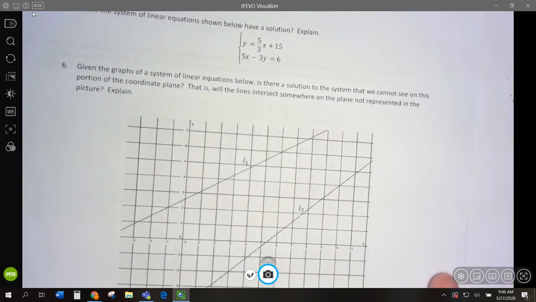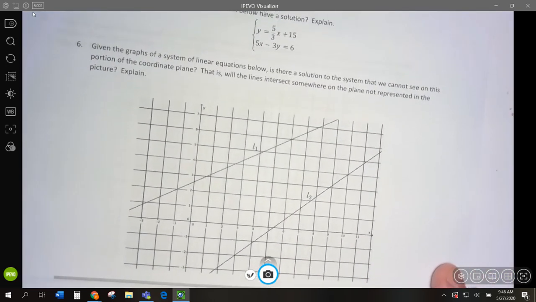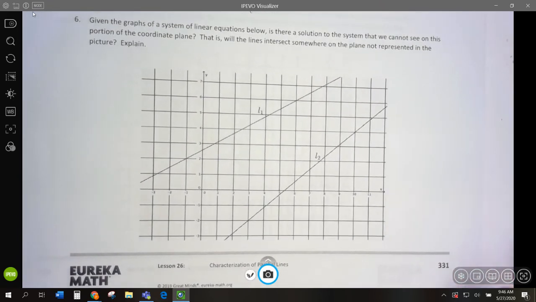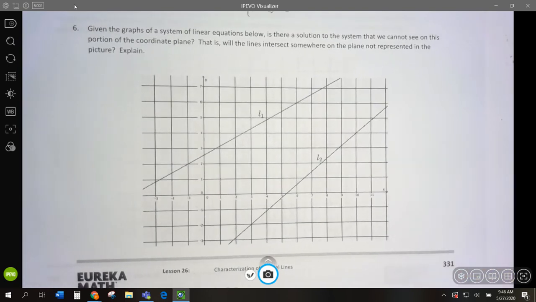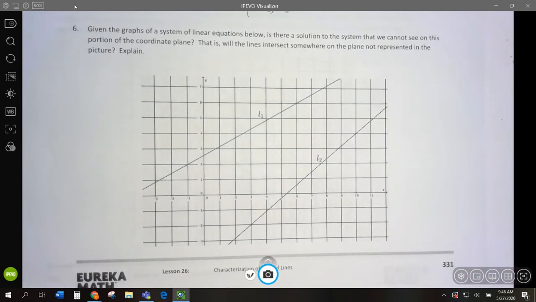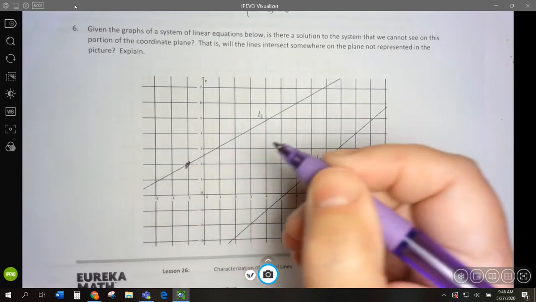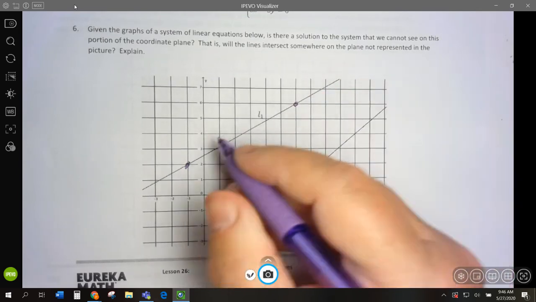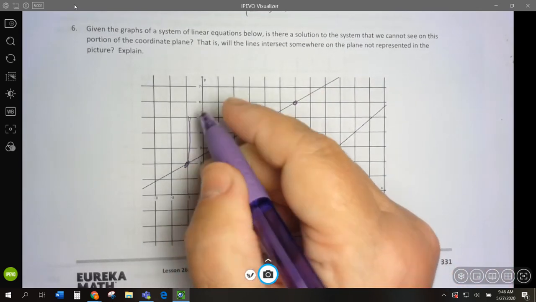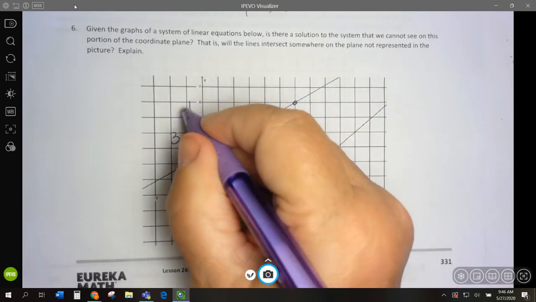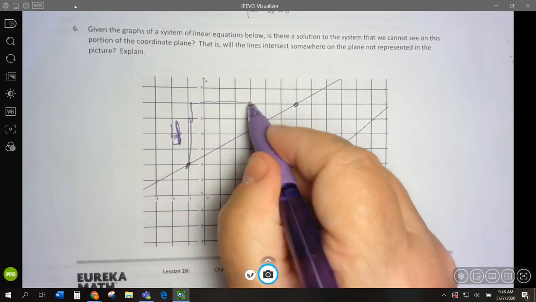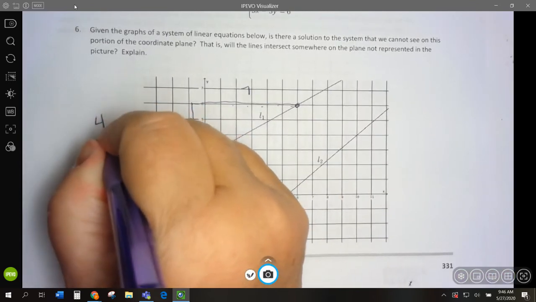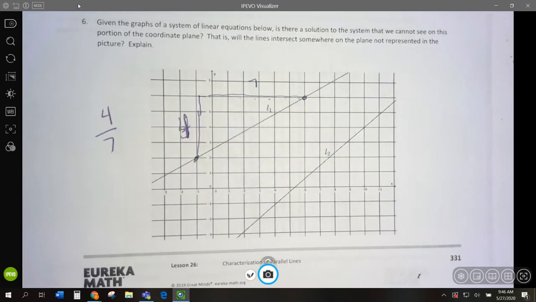We have these lines, and we want to know, is there going to be an answer? So let's look at our slope. We got an intersection there, and an intersection here. So our slope here is going to be 4 over 7, 4/7.